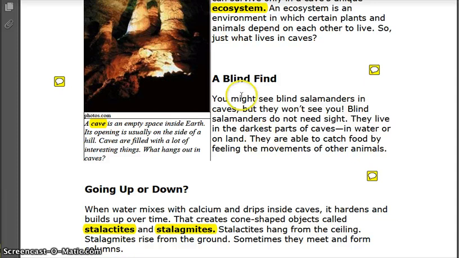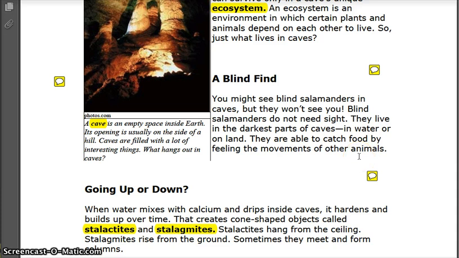So, remember, we're reading with our pencil. Let's read Blind Find. You might see blind salamanders in caves, but they won't see you. Blind salamanders do not need sight. They live in the darkest parts of caves, in water or on land. They are able to catch food by feeling the movements of other animals.